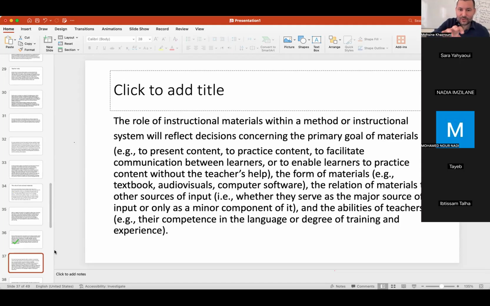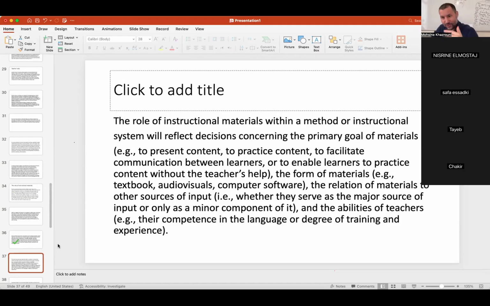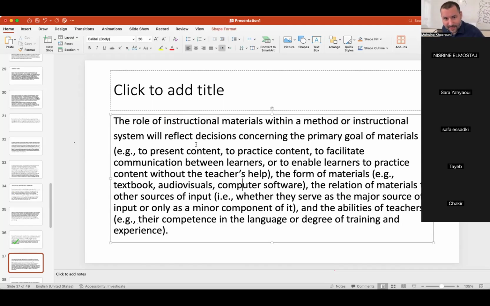Can somebody read this? It has to do with materials. So what was number one? Objectives. Very good. Number two? Syllabus. Number three? Teaching activities and learning tasks. Next? The role of a teacher, and also the role of a learner. Finally, we have the role of instructional materials. What can you say about these instructional materials from this slide?